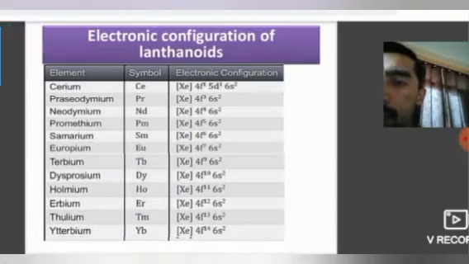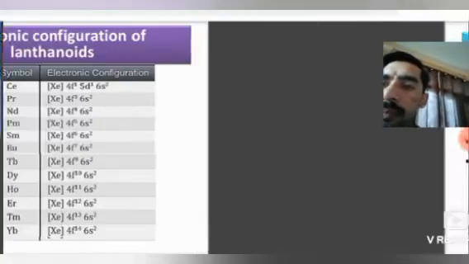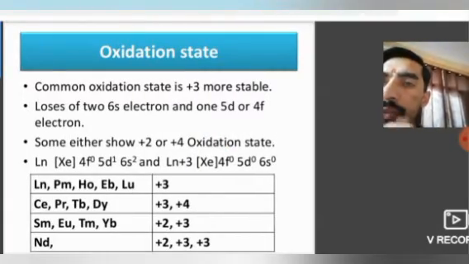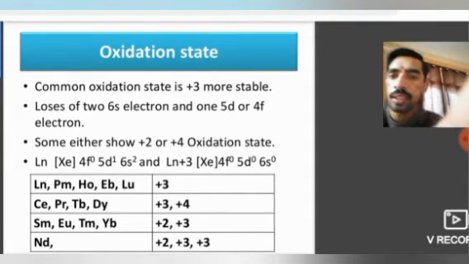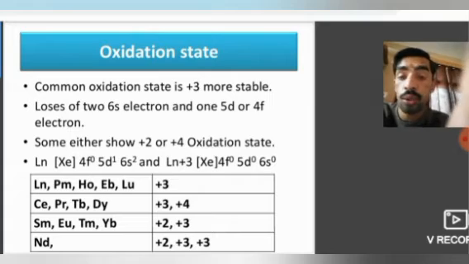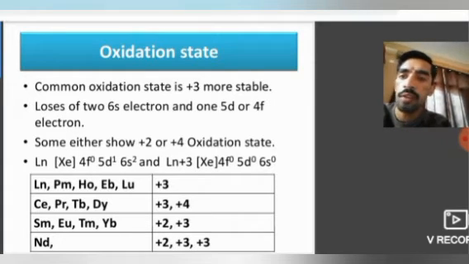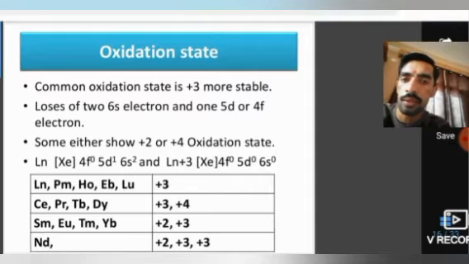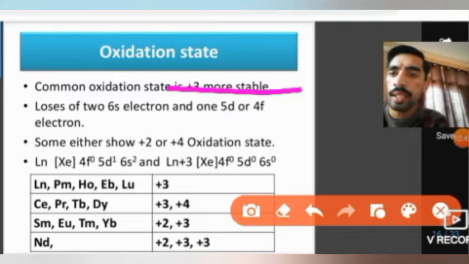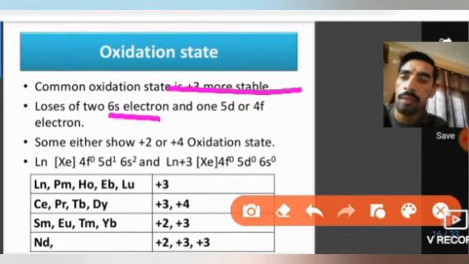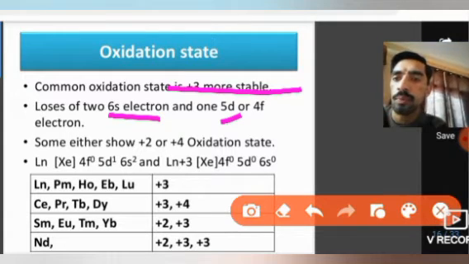Okay, so this is how the configuration is written. You just go through it once. The next property of lanthanides is the oxidation state. The common oxidation state is +3, which is more stable, and it loses 2 6s electrons and 1 5d or 4f electron. That's why it is mostly found in +3: 2 electrons are lost from 6s and 1 electron is lost from 5d or 4f. So in total it is 4.